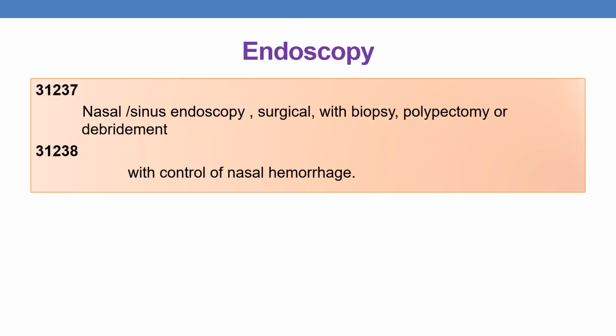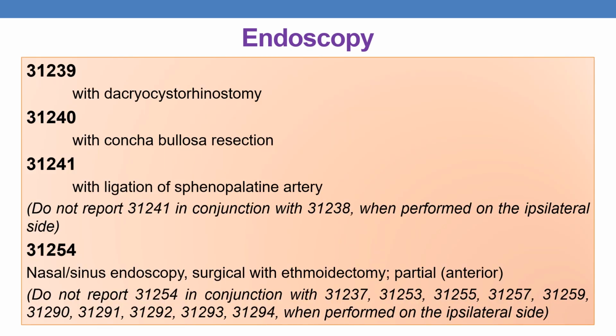The next exhibit is 31237. It deals with nasal or sinus endoscopy, surgical with biopsy, polypectomy or debridement. The next is 31238. It deals with nasal or sinus endoscopy, surgical with biopsy, polypectomy or debridement with the control of nasal hemorrhage. The next exhibit is 31239. It deals with nasal or sinus endoscopy, surgical with dacryocystorhinostomy.